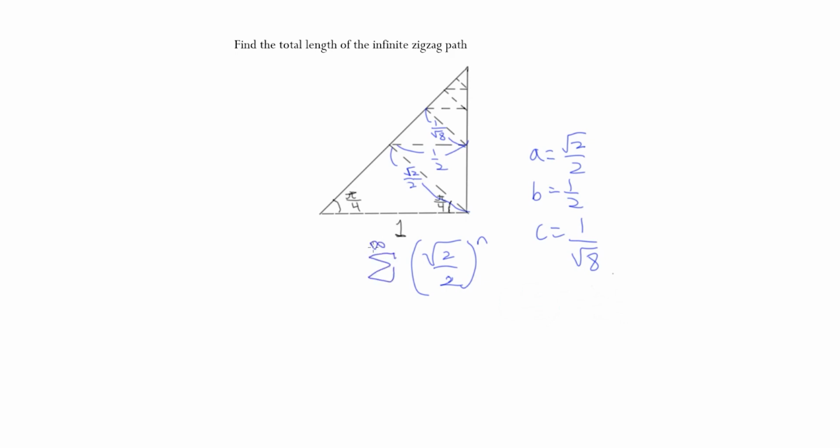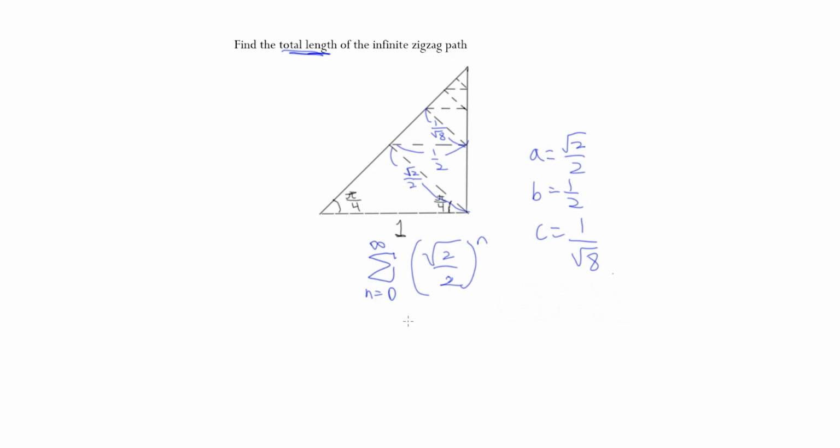But because it's an infinite number of zigzag paths, I can call this an infinite series because we need to add all their lengths together because they're asking us to find the total length. And so this is an infinite series since the paths themselves are infinite. And we start at n equals 0, so we can get that 1, the initial side length.